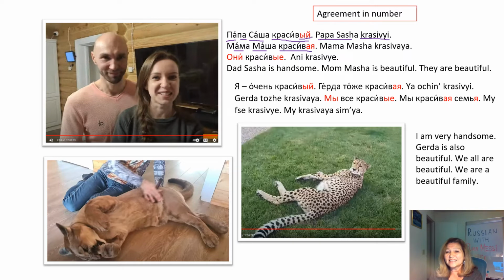Мама Маша красивая. The ending is ая for feminine. And now we have the pronoun they. Они. Plural. Они красивые. And the ending is changing because it's agreeing in number. Красивые. Они красивые.